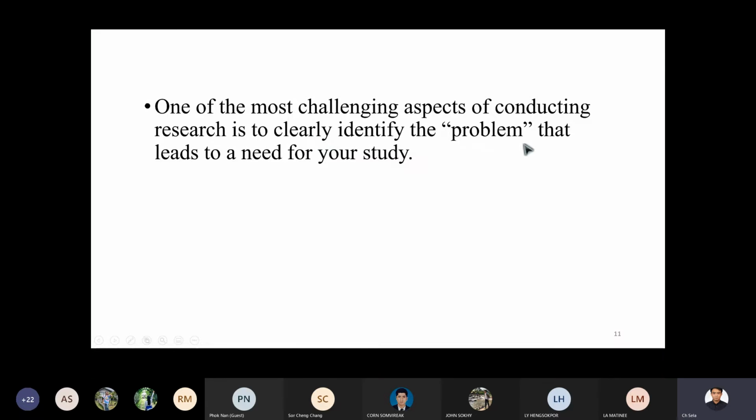One of the most challenging parts of conducting research is to clearly identify the problem that led to the need for the study. You have to identify your problem. Okay, so what is the problem?